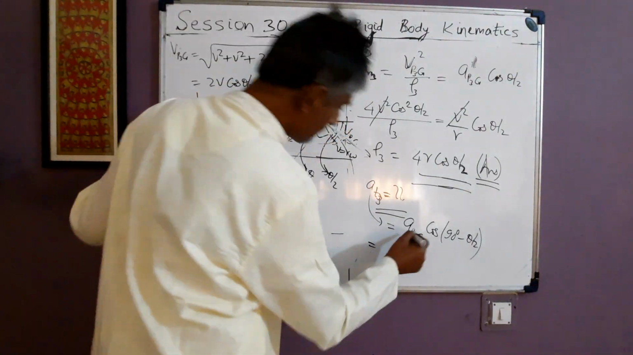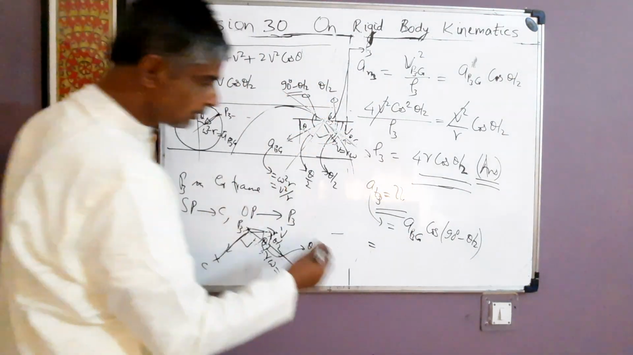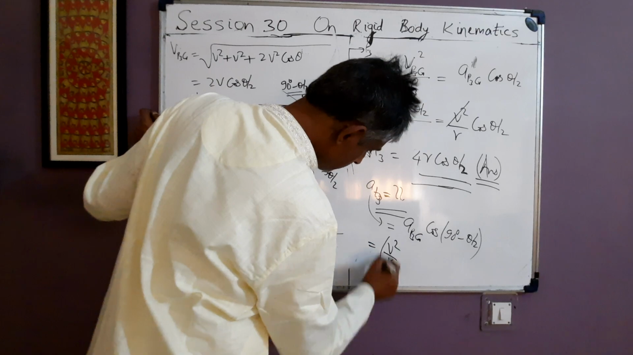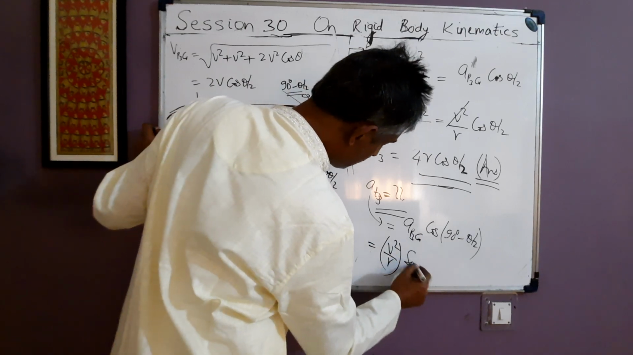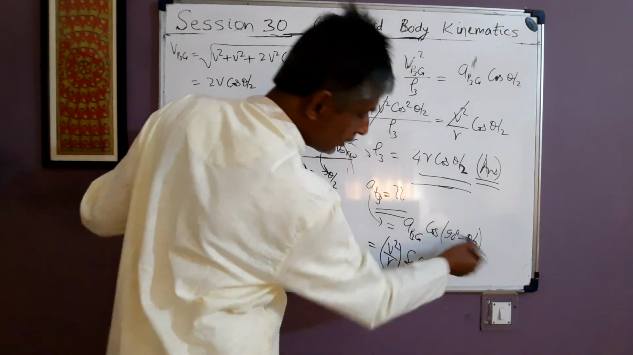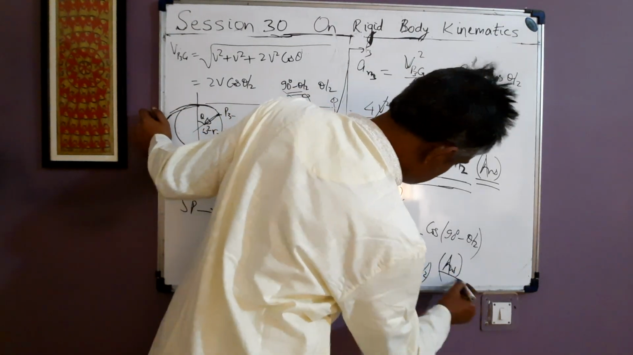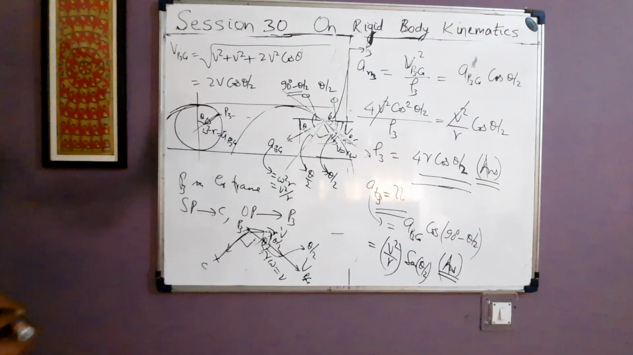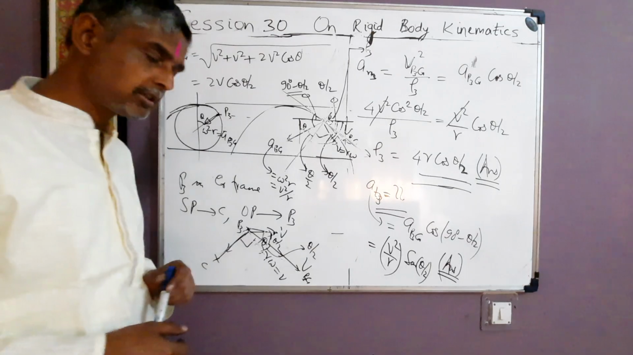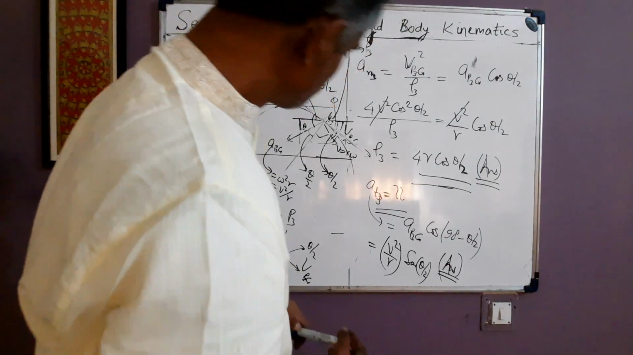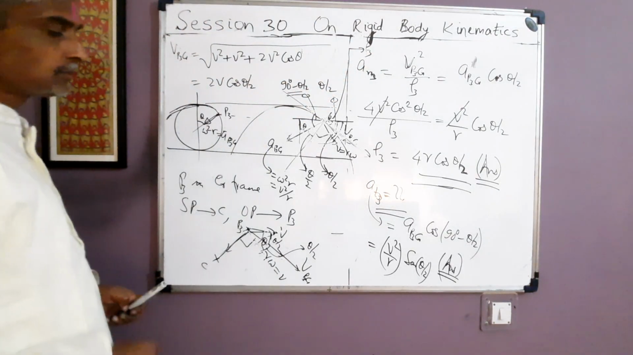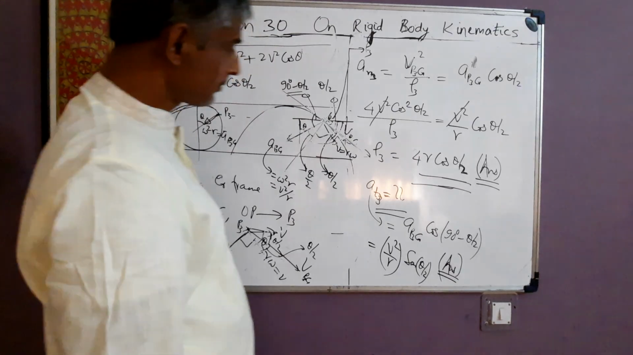That is simply, but AP3G is how much? V square by R. V square by R sine of how much? Theta by 2, cos 90 minus theta by 2, sine theta by 2. This is therefore the required answer. Alright, fine. Is it clear? So, tangential acceleration of P3 becomes V square by R sine theta by 2.